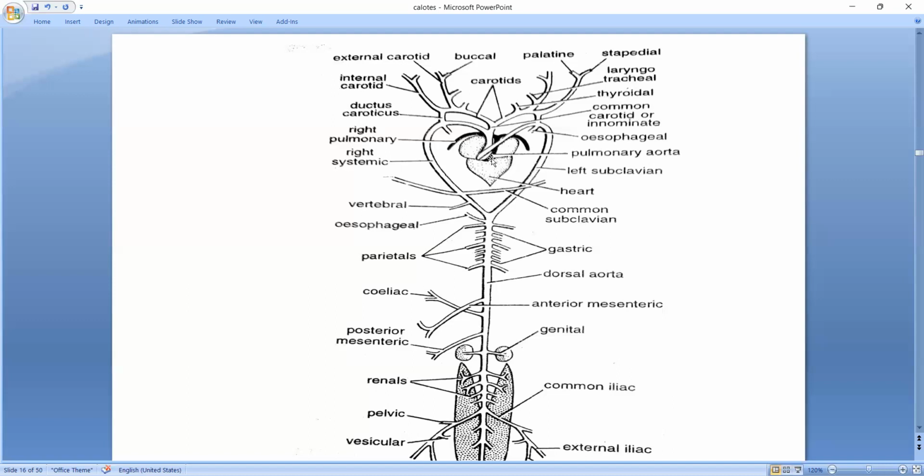And this black one is the pulmonary aorta. After formation from the cavum pulmonale, it is bifurcated into left and right pulmonary arteries, which give blood to the respective lungs for purification. Okay, so that is about the arterial system.